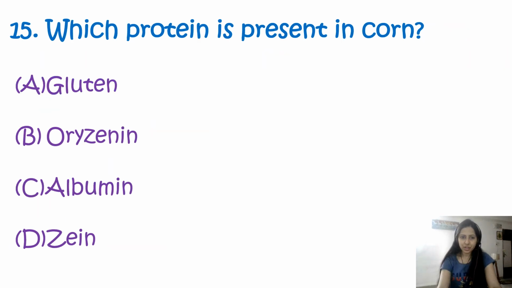Question number 15. Which protein is present in corn? So options are gluten, ricinin, albumin, or zein. So the correct option is D, that is zein.